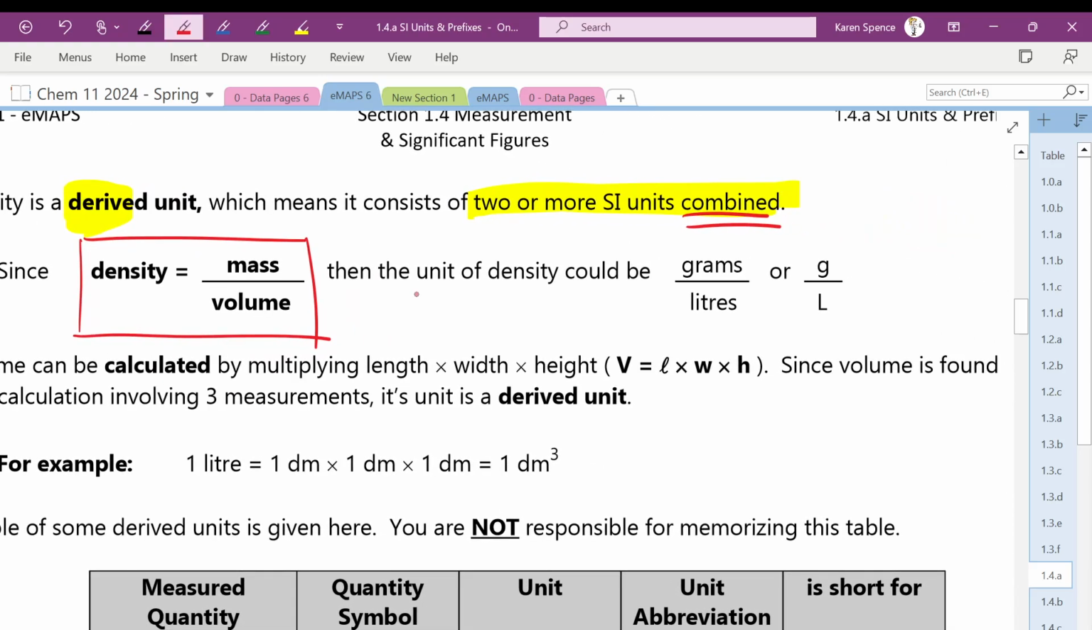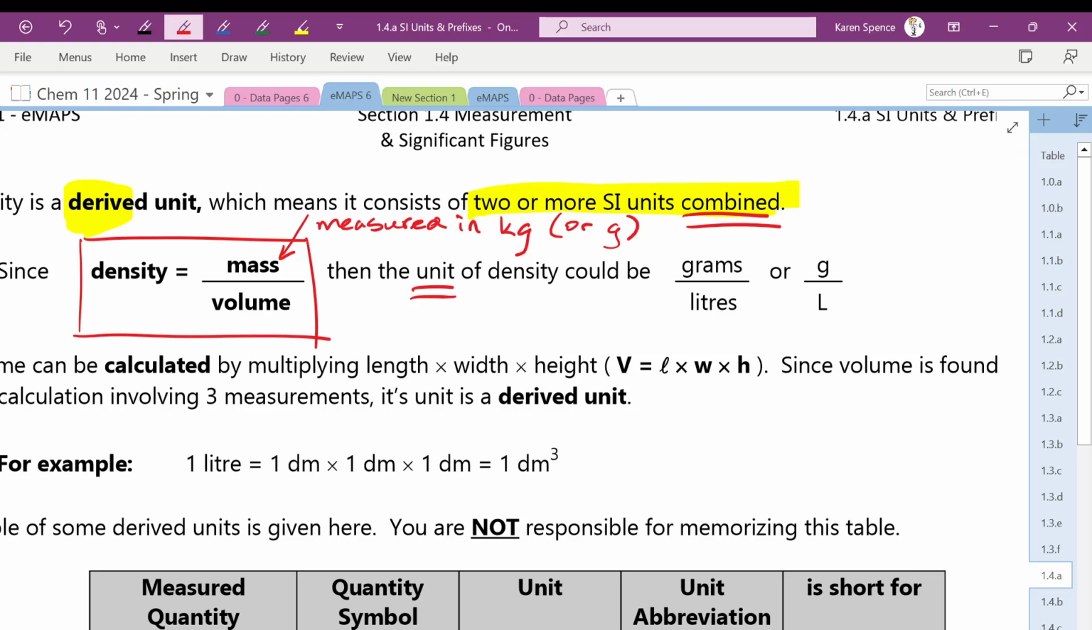So what could the unit be? What's a unit of mass? Tell your partner, what is a unit for mass? What is mass measured in? Mass is measured in kilograms, or we could say also grams or milligrams or megagrams or micrograms, but some sort of gram.